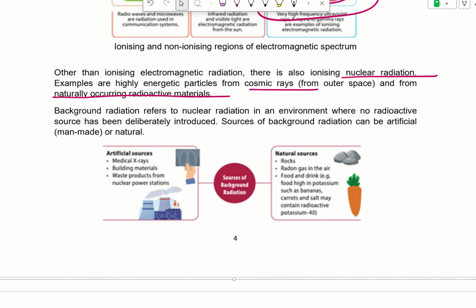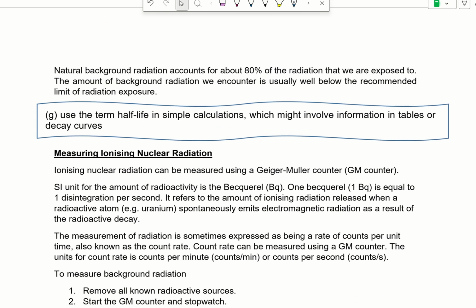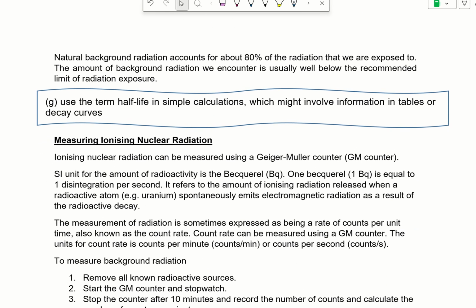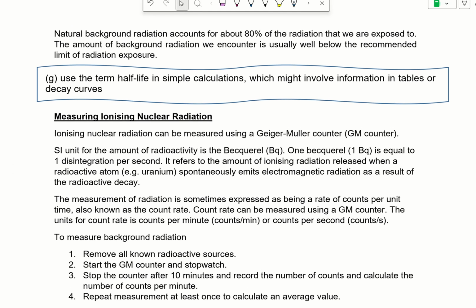Natural sources include rocks, food and drinks, for example bananas or carrots, which may also contain radioactive substances. They account for about 80% of the radiation that we're exposed to, but what we encounter is usually well below the recommended level, so there's no need to be alarmed, unless you travel to somewhere that just had a nuclear explosion. This part, using the term half-life, is the one that has been tested so far in a past year paper.